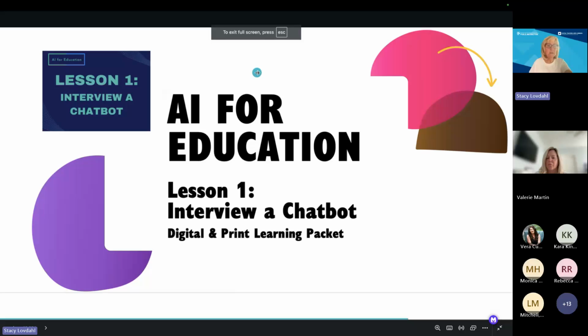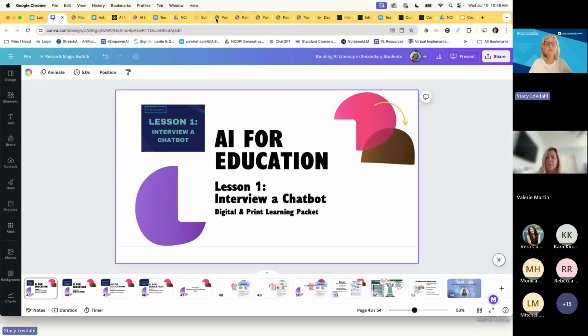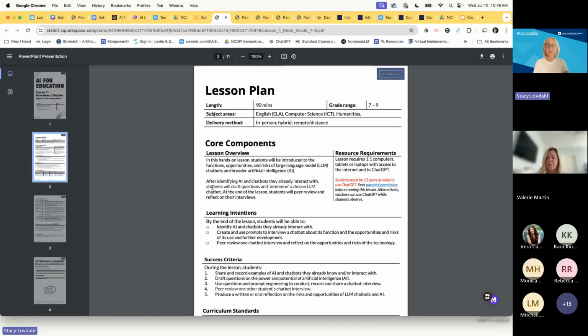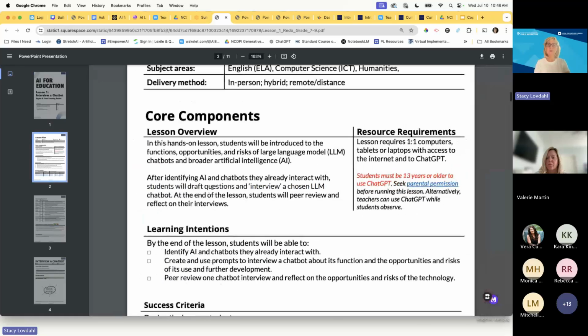So I'm going to go over here and show you a little bit. Can I move this out of the way? I can. Good. So in lesson 1, Interview a Chatbot, this is how the resources look when you go into the website.